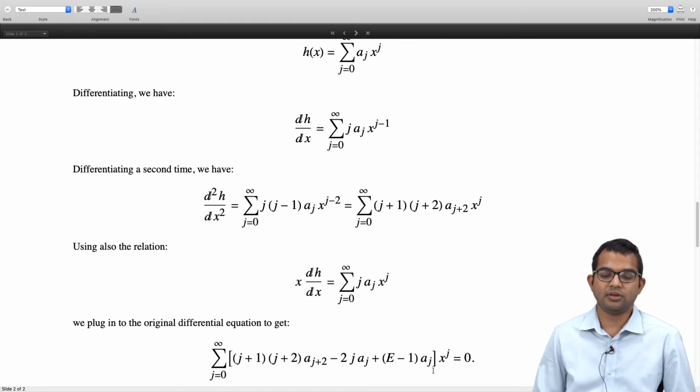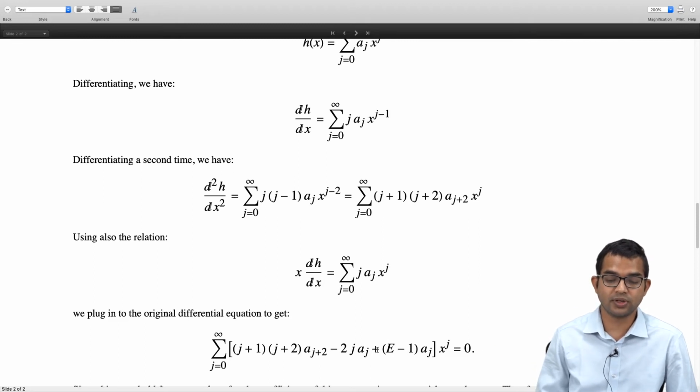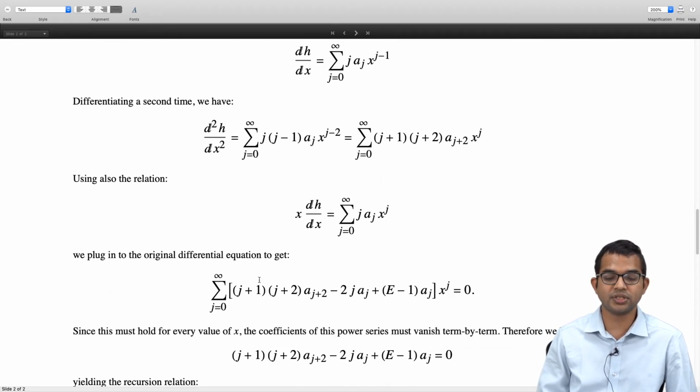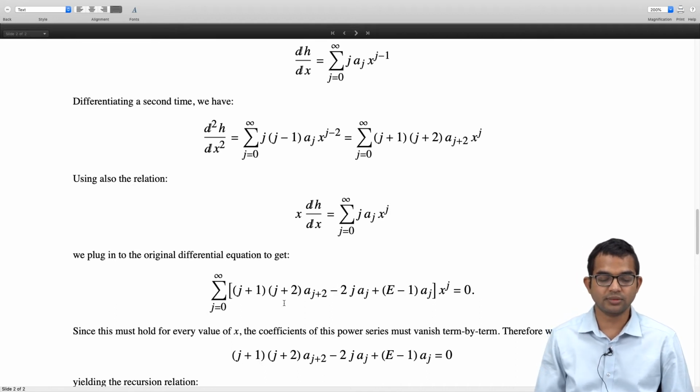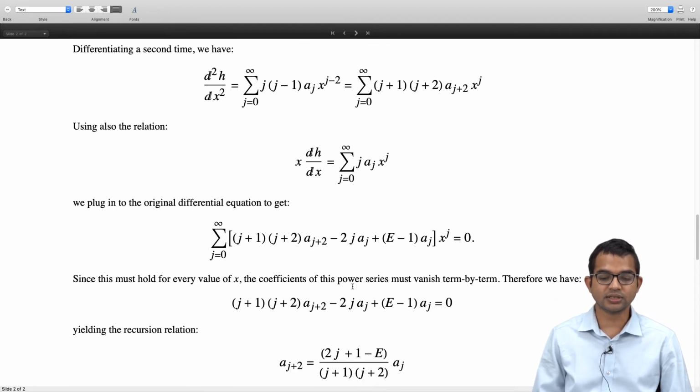Now we argue that if this has to be 0 for any value of x, it must in fact be 0 term by term. So every coefficient must be 0. So we get (j plus 1)(j plus 2) a_{j+2} minus 2j a_j plus (e minus 1) a_j equal to 0. This is a very important result, because what it does is it gives us a recursion relation.